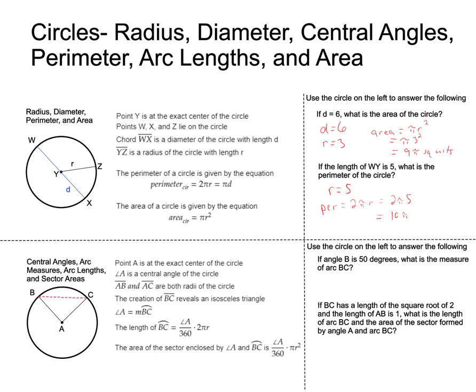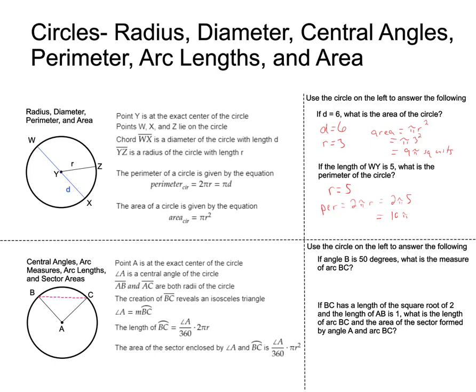If we connect points B and point C to create line segment BC, we will actually reveal a hidden isosceles triangle, triangle ABC, where angle B and angle C have to be equivalent to each other. Anytime you have a central angle, in this case angle A, that is going to be equal to the measure of the arc that it creates. So angle A is equal to the measure of arc BC.